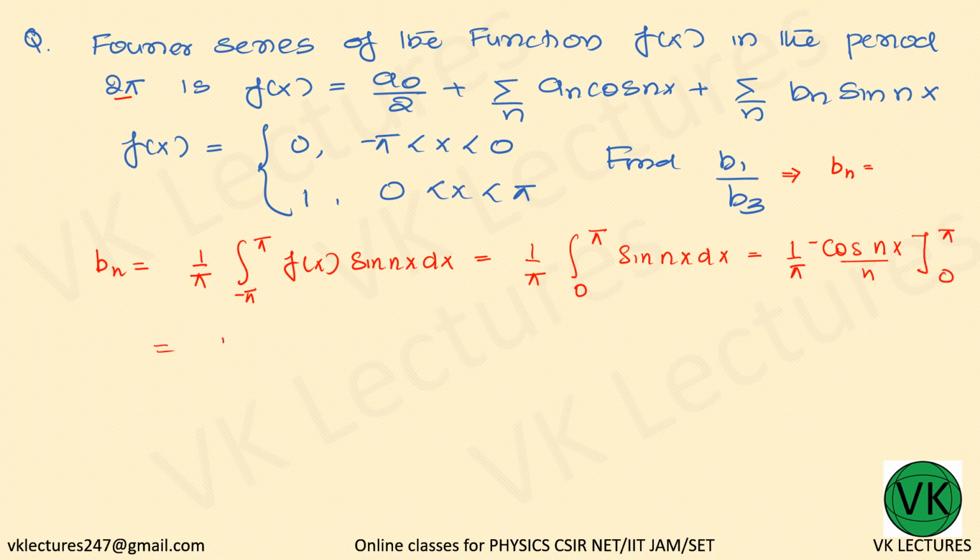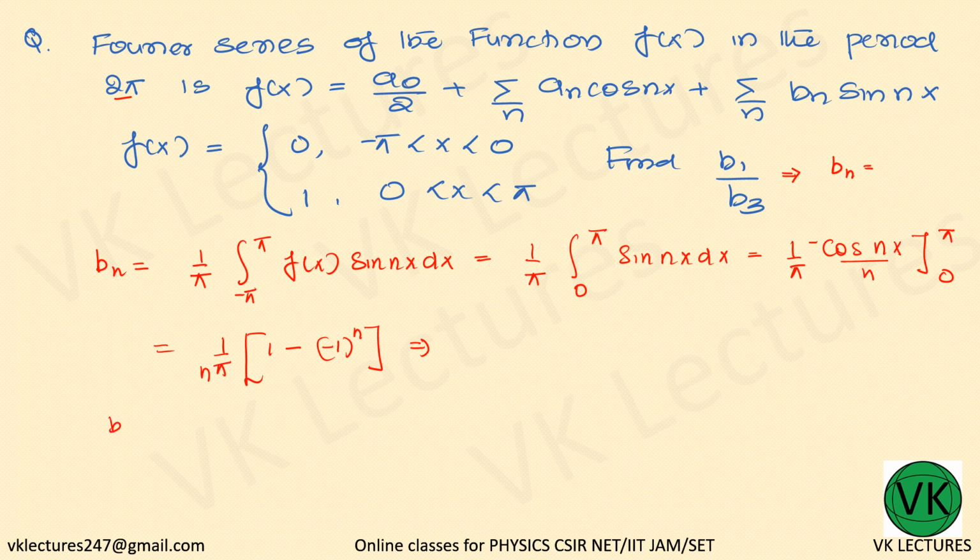So that's equal to 1 by pi, since it is a minus sign, the lower limit goes to the numerator, so taking n out, 1 by n pi into cos 0 is 1 minus cos n pi, which is minus 1 whole to the power n. So that is bn, so bn equals this one.